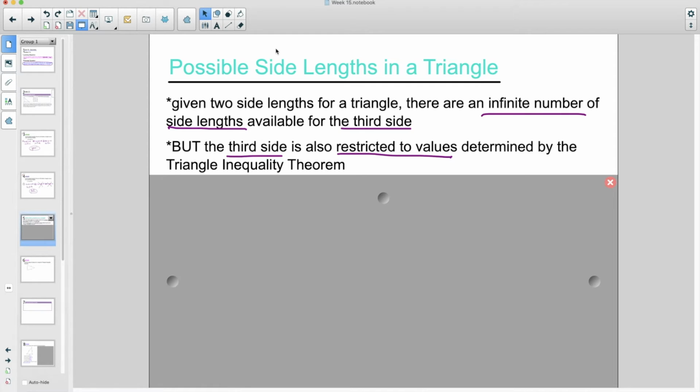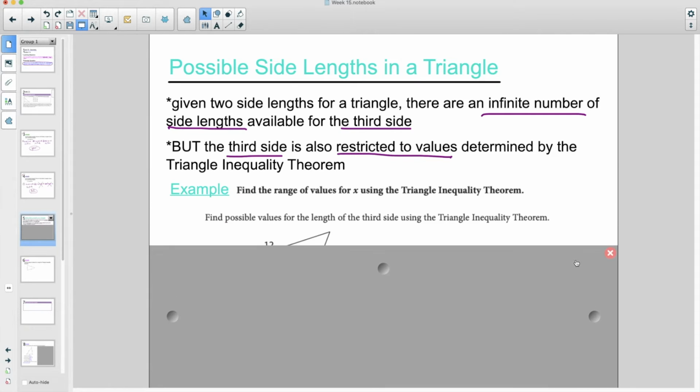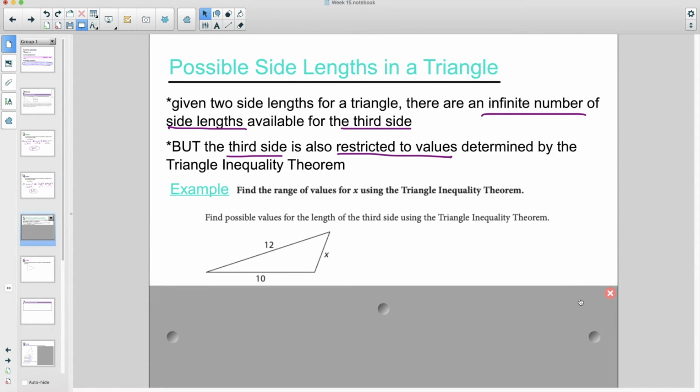Okay, so our first example is already done. So we're going to work through this together, and then we'll do another example that is not complete. Here is what something like this would look like. Find the range of values for x, that third side, using the triangle inequality theorem. So we're going to find possible values for that side length. Now we can use our inequalities to help us. The difference is we don't have one of those side lengths, but we can still set up our three inequalities. So let's go ahead and take a look at those.